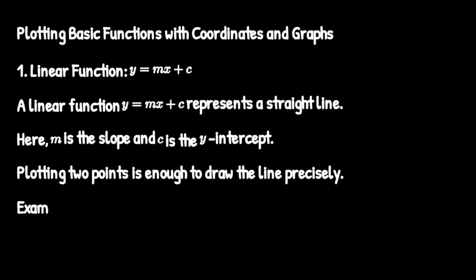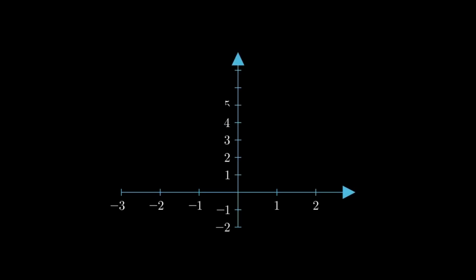Let's visualize the function where y equals 2 times x plus 1. We plot 2 points on the line, and by joining them we get a straight line. Next, we move to the exponential function.